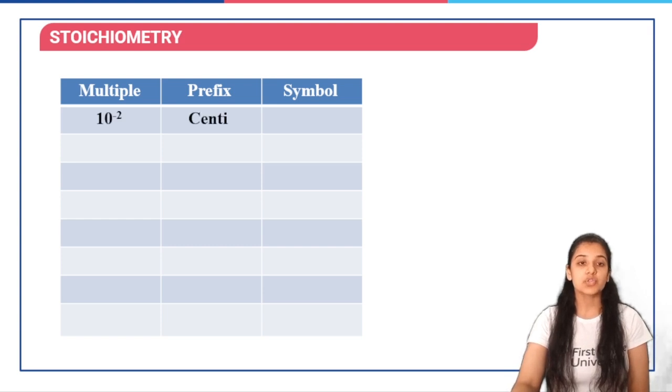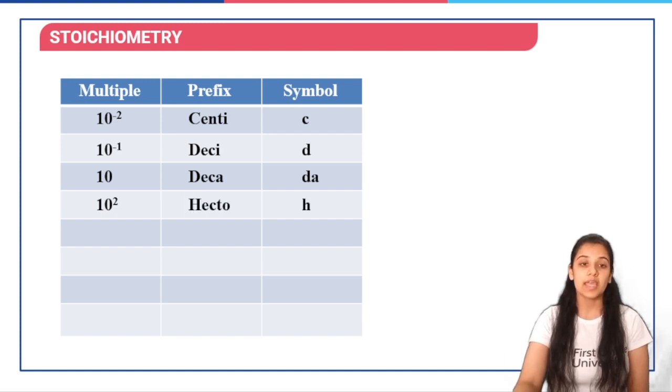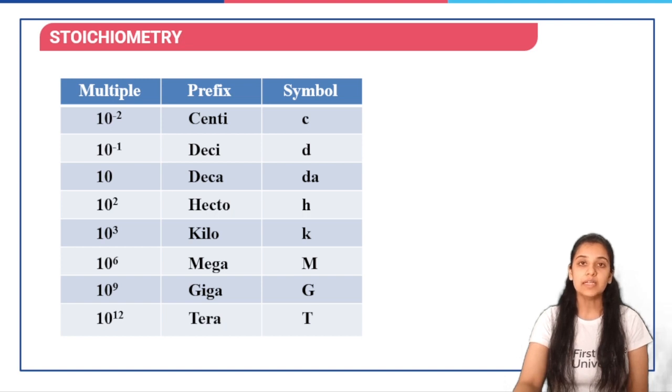Then 10 raised to power minus 2 centi, small c. 10 raised to power minus 1 deci, small d. 10 is deca, da. 10 raised to power 2 is hecto, h. 10 raised to power 3 is kilo, k. 10 raised to power 6 mega, capital M. 10 raised to power 9 giga, capital G. And 10 raised to power 12 tera, capital T.